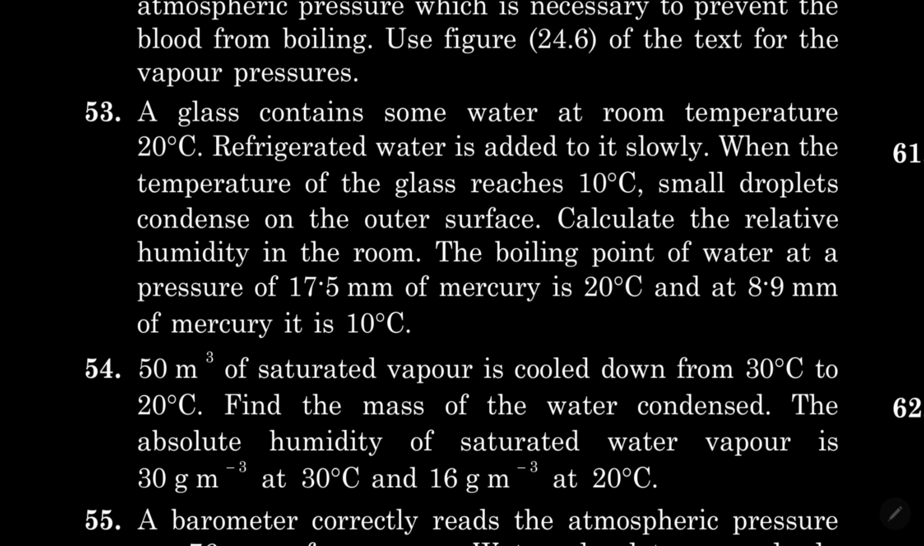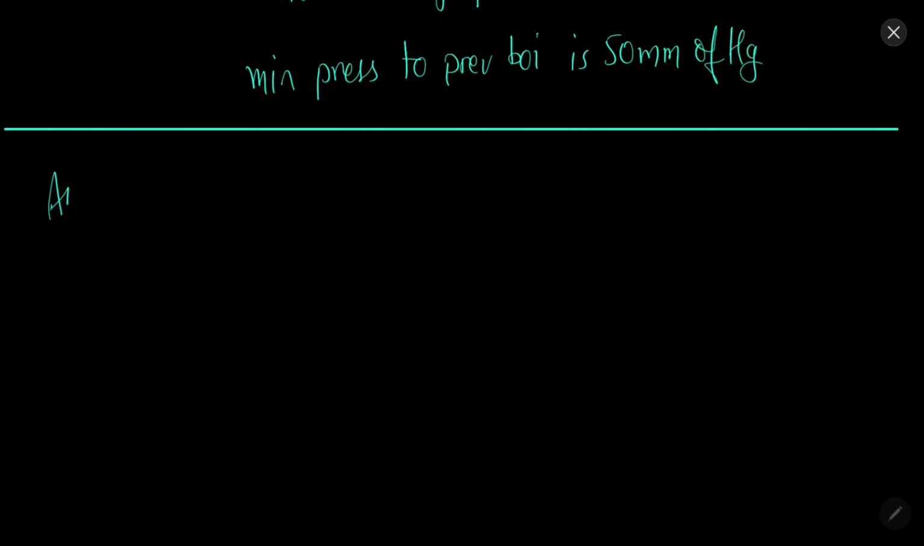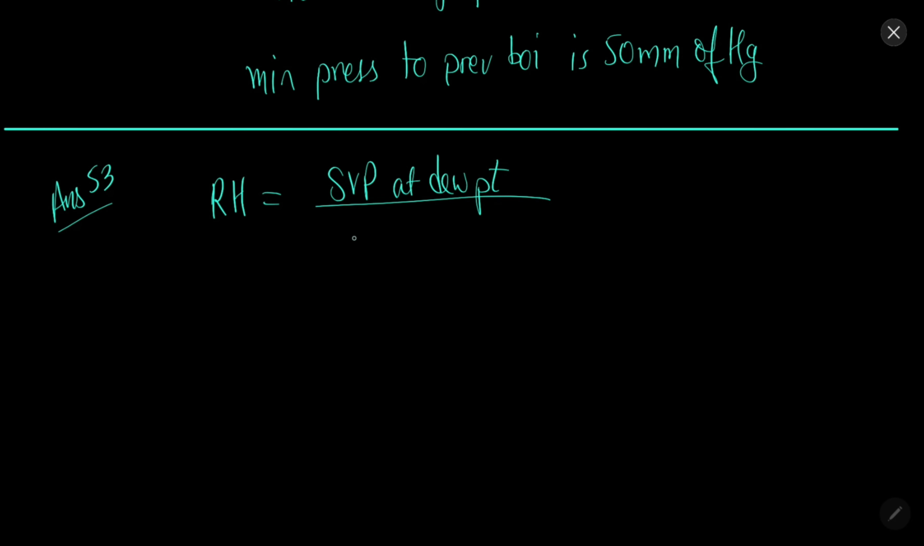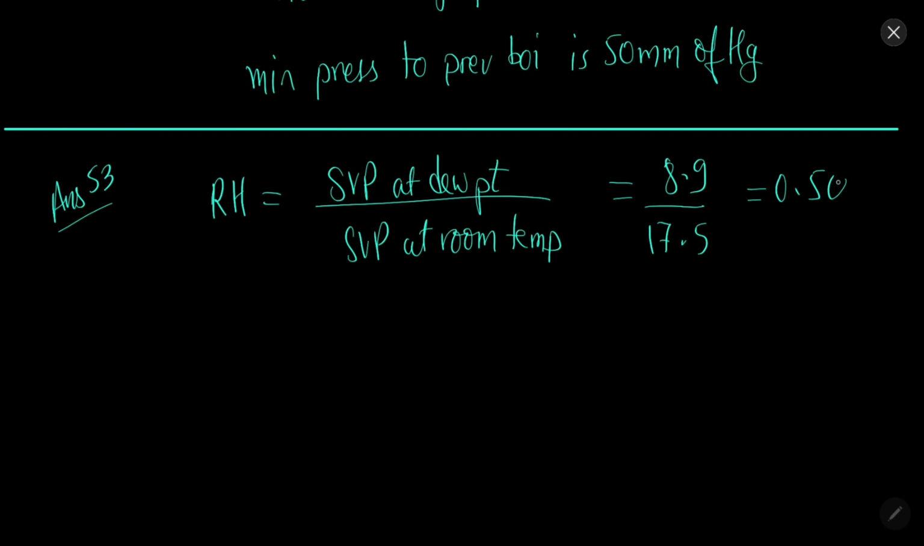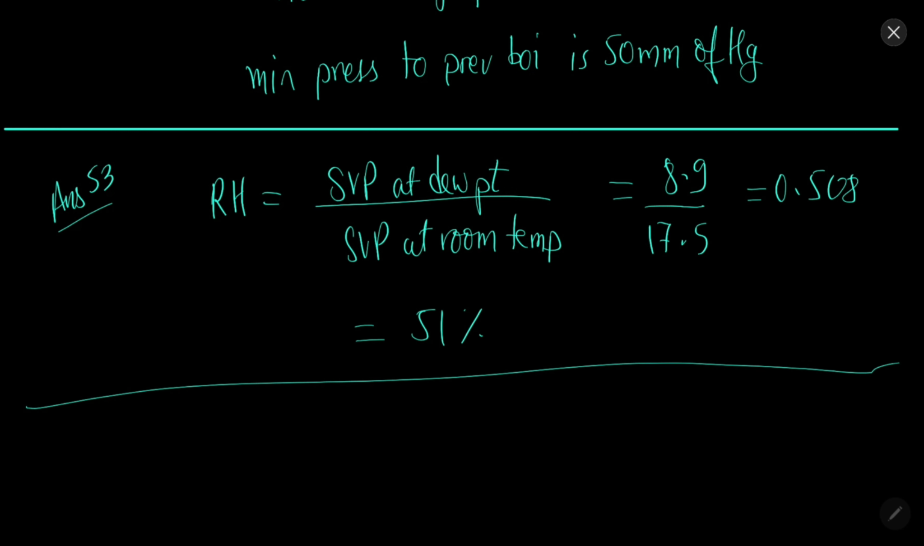In 53, we need to calculate relative humidity in the room. Solution 53. So RH will be SVP at dew point and SVP at room temperature. 8.9 over 17.5, 0.508. That means 51% approximately.